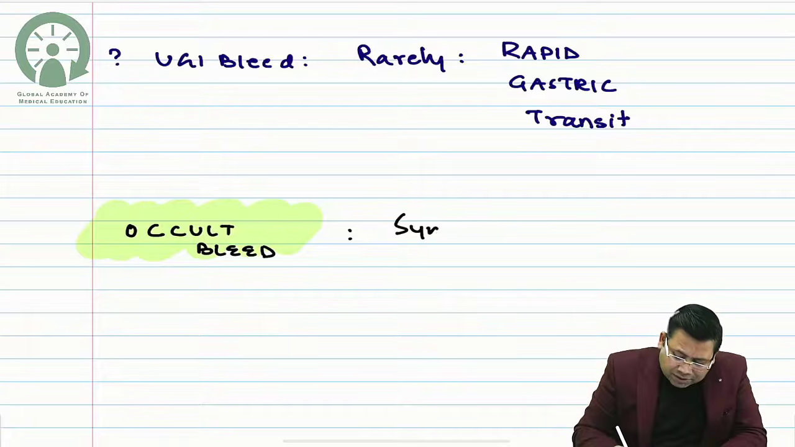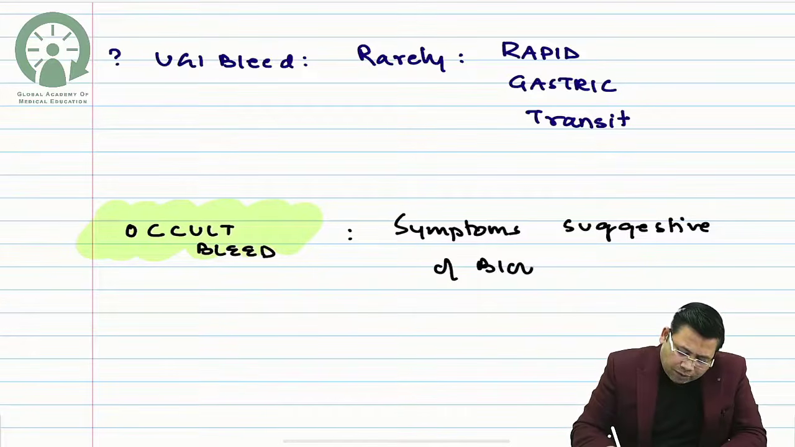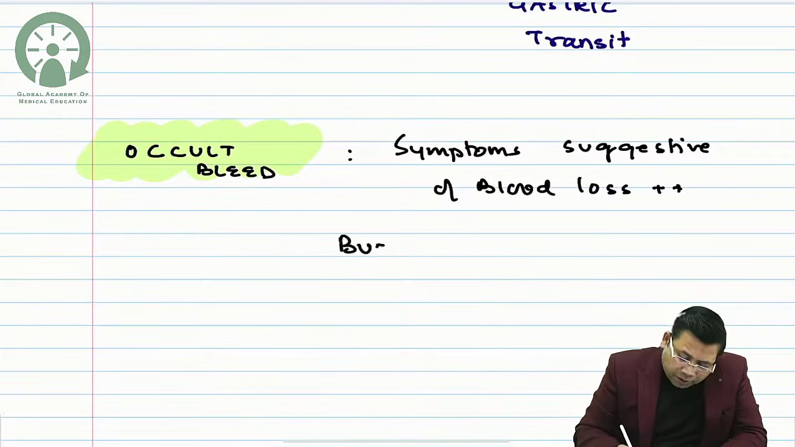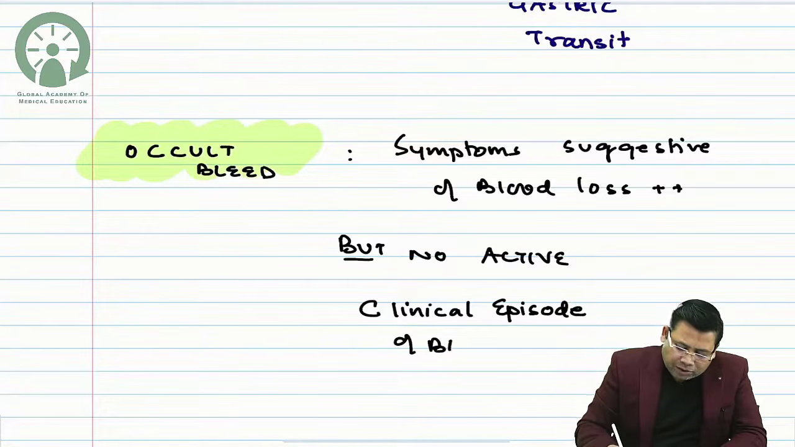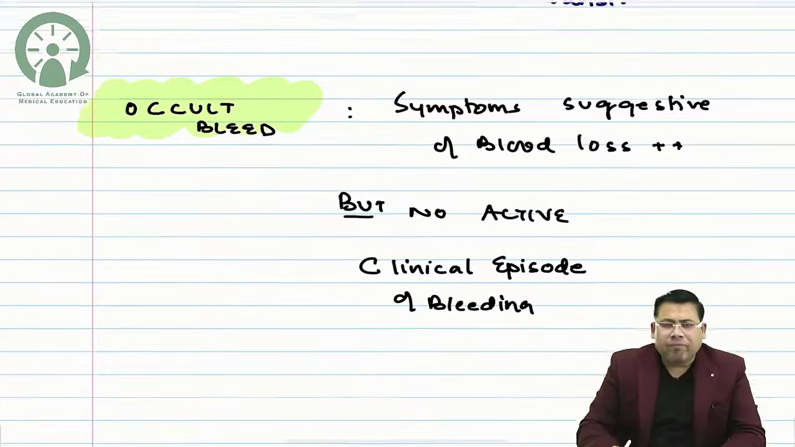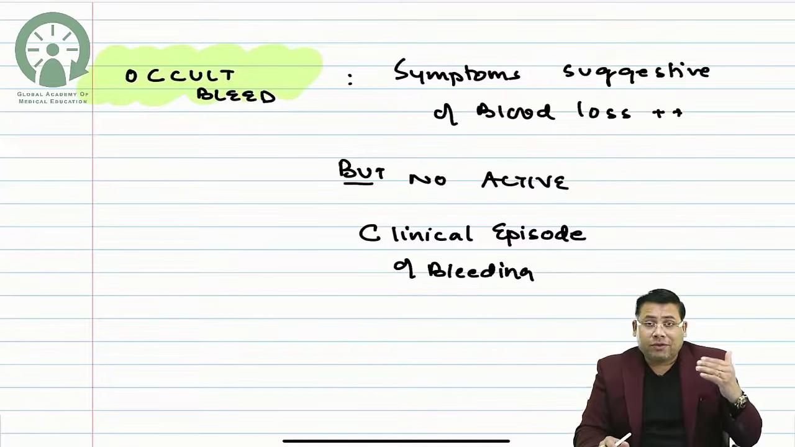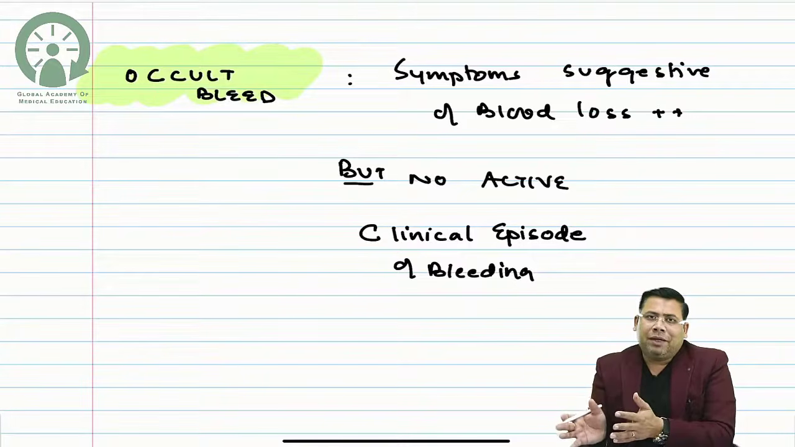The symptoms suggestive of blood loss are present, point number one, but no active clinical episode of bleeding. This is a place where the bleeding has happened, but in such a minuscule quantity that slowly the hemoglobin actually depleted, or it could be the chronic debilitation over time that you see with a malignancy.